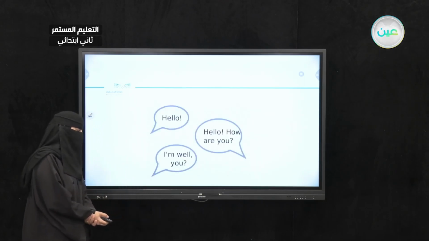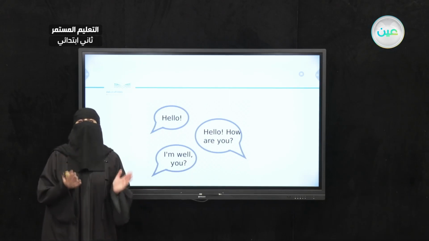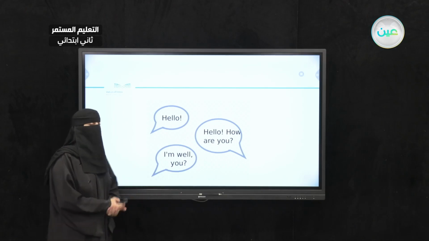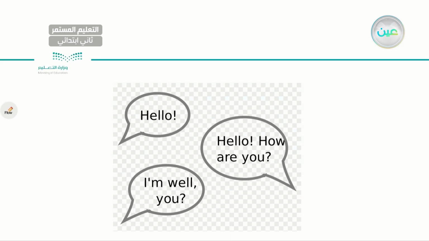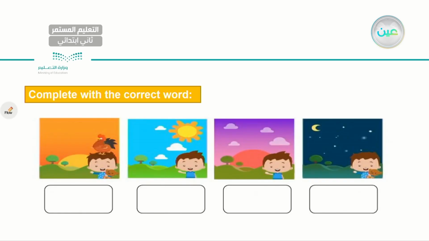As you can see here, I have a conversation using greeting words like hello, hello, how are you? I am fine. What about you? Or I am well. Thank you. Good morning, goodbye, and so on. These are examples of how we greet each other. This is the name of our unit, Greetings.